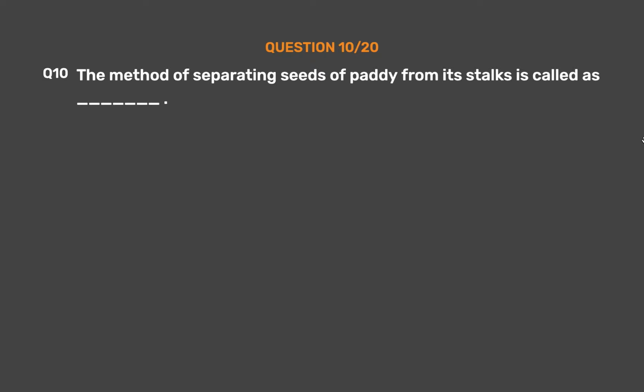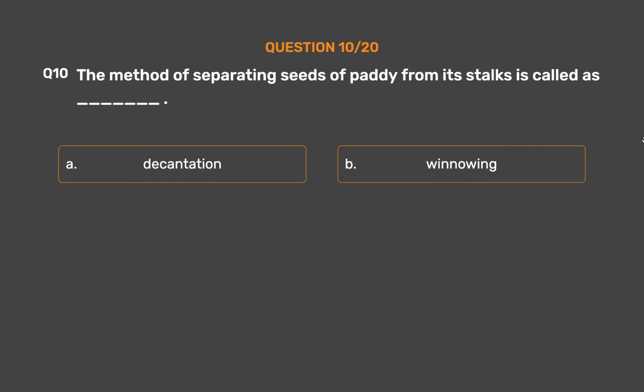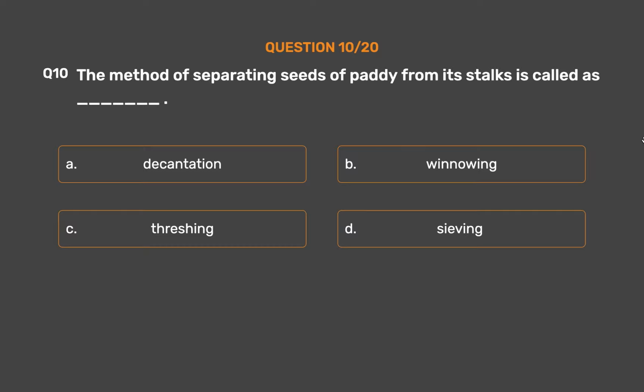Question number 10. The method of separating seeds of paddy from its stalks is called as ____. Option A. Decantation. Option B. Winnowing. Option C. Threshing. Option D. Sieving.